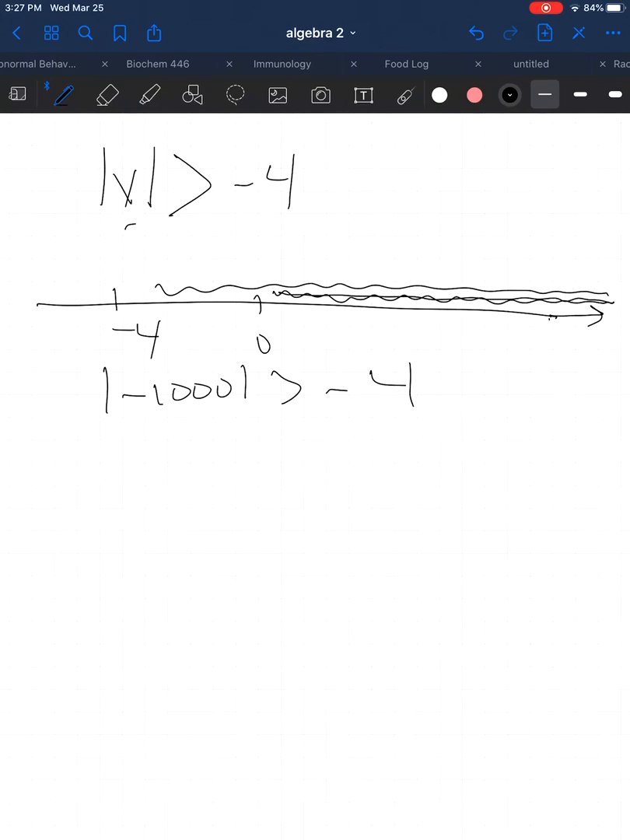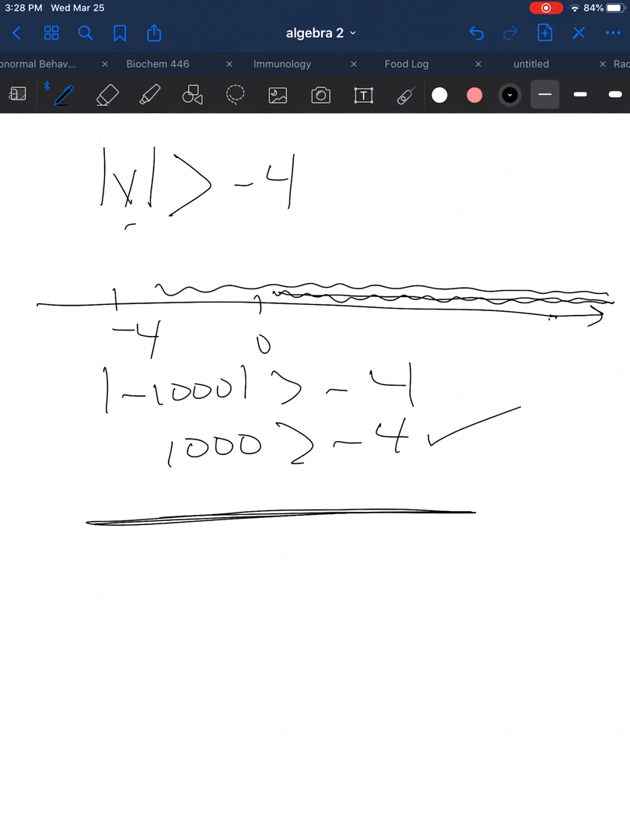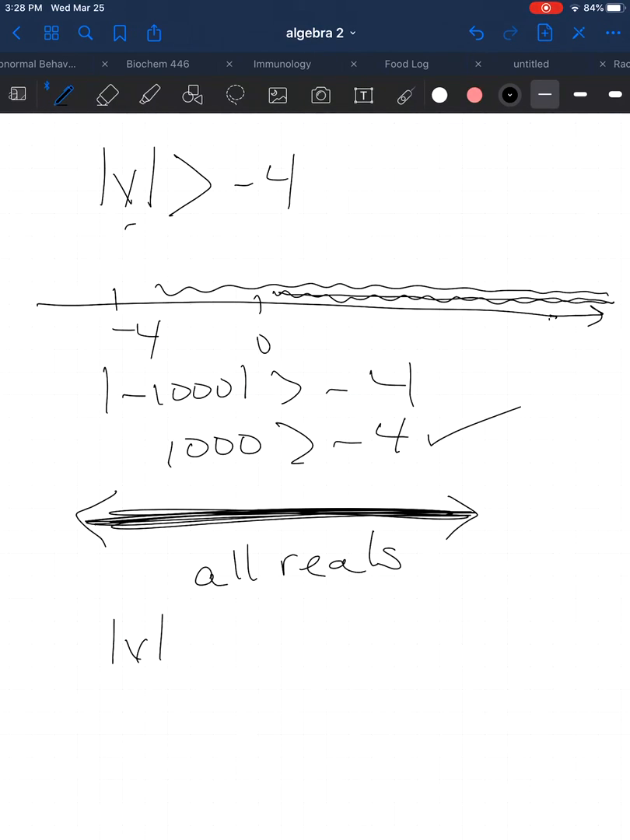What's the absolute value of negative 1,000? It's 1,000. Is that greater than negative 4? Yes. Any number you plug in for x will give you a number greater than negative 4. So the solution to this is you graph the entire number line, or you write all reals. Every number will work. So basically, when you have a problem like this, if you end up with an absolute value and you have a negative number on the other side, it does not matter if it's less than or greater than. You know it's a special circumstance.